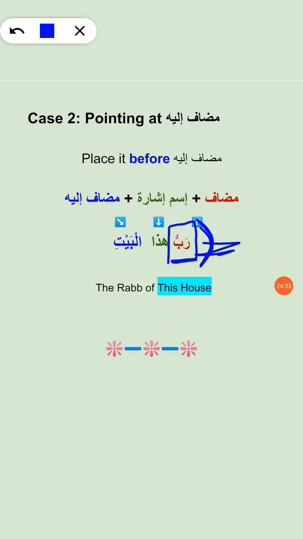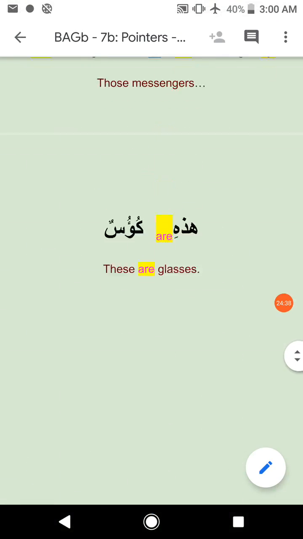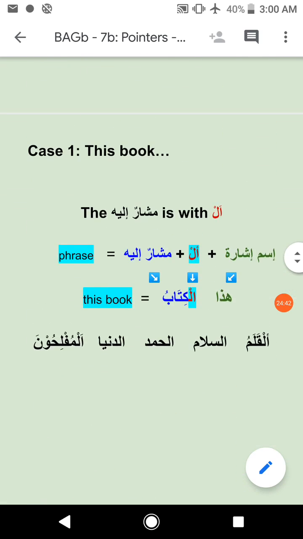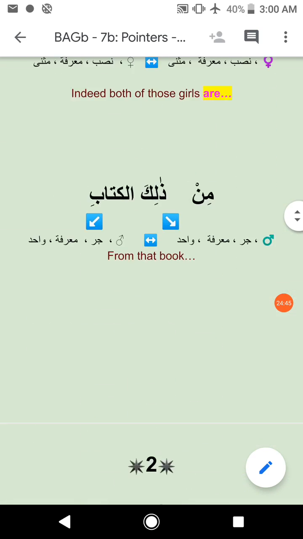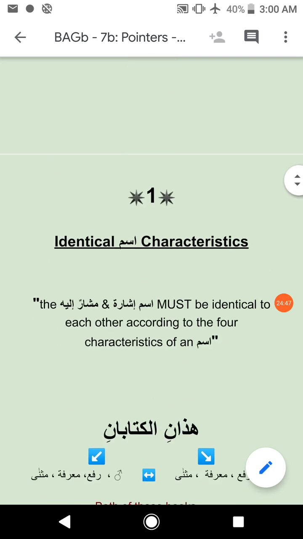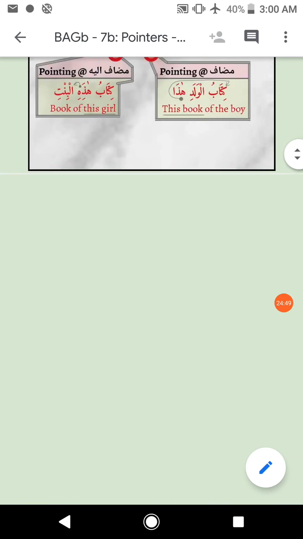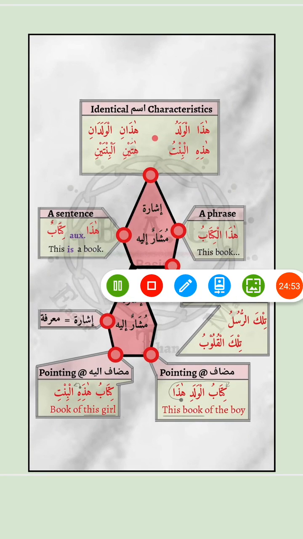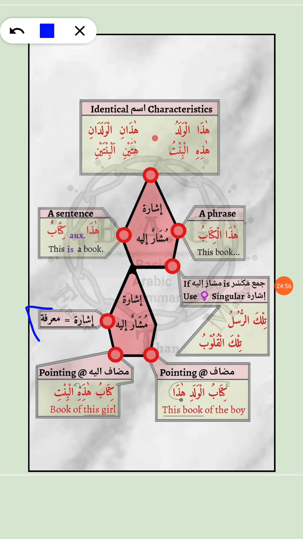So I hope that this point is also clear. Okay, with this we can simply go back to our summary chart and check out what we have covered. All right, and feel good about ourselves. First point, Ism Ishara is always marfu. All right, we have already established it. Okay. Second thing, identical ism characteristics of musharun ilayh and the ism ishara.